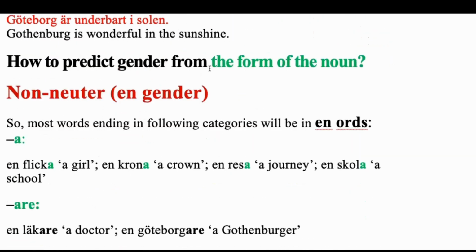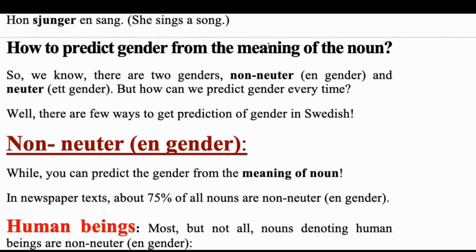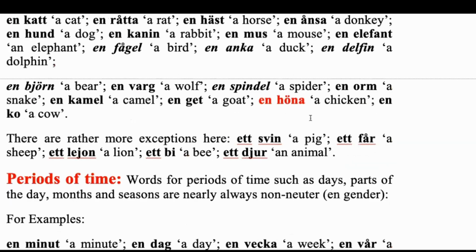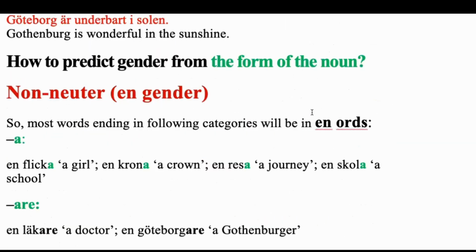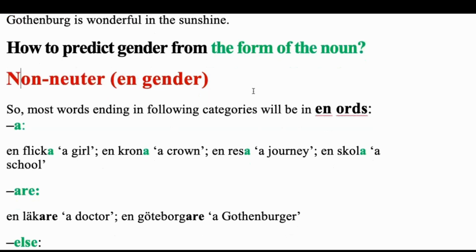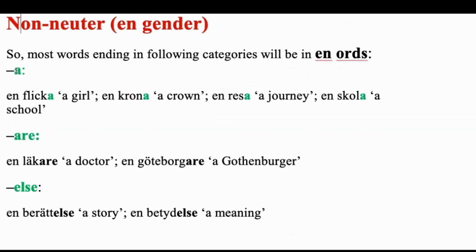That is how to predict gender from the form of the noun. The first one was basically from the meaning of the noun, and now we have another category where we can identify the gender, that is from the form of the noun. First, we can go through non-neuter gender, meaning en gender. So if a noun ends on a, there are chances that it will be an en noun. Here you have examples: en flicka, a girl; en krona, a crown; en resa, a journey; en skola, a school. So they all end on a.